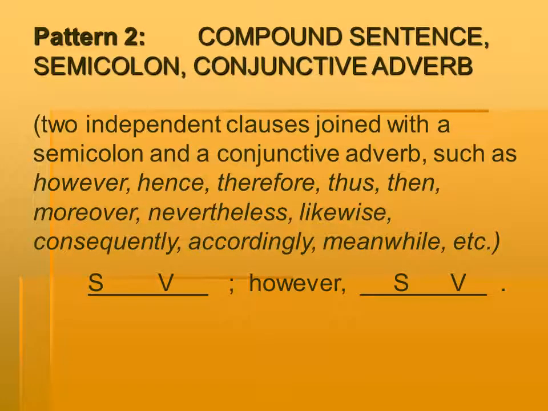Here's our second pattern. Not much different. All we're doing is adding a conjunctive adverb. So again, it starts with a subject and verb in one independent clause. We get the semicolon, conjunctive adverb, and then the second independent clause with its own subject and verb. Be daring. Say something weird.